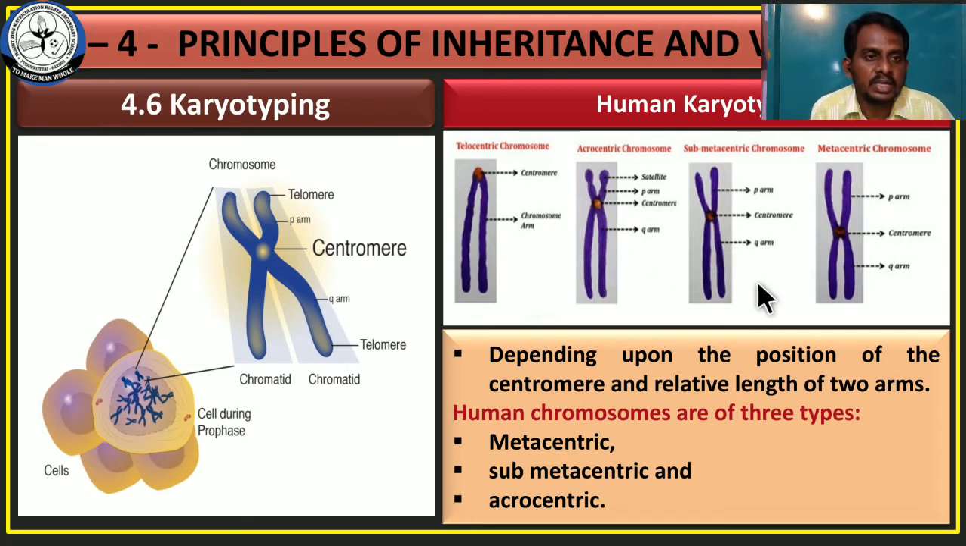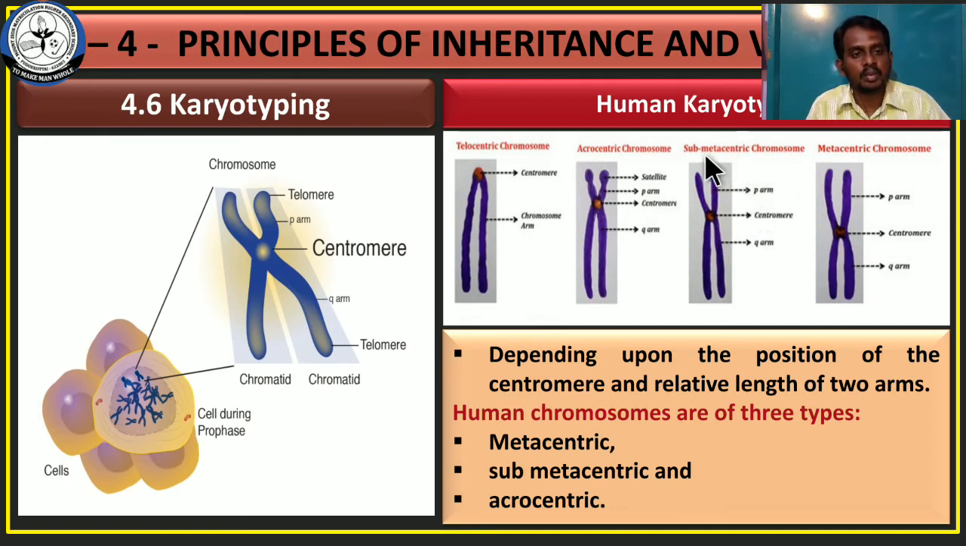So what is a metacentric chromosome? That means a chromosome which has arms of equal size. If the arms on both sides of the centromere are equal in size, we call it a metacentric chromosome. And what is meant by submetacentric?